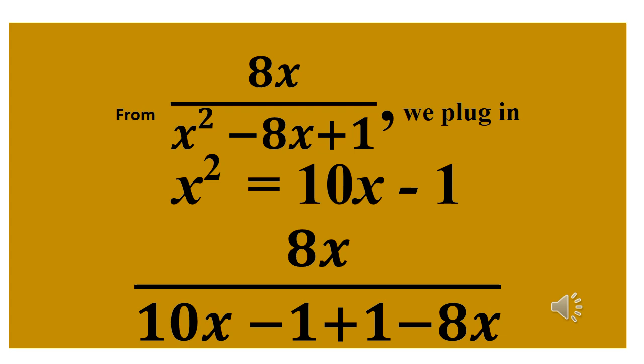So if we plug in that, we have 8x over 10x minus 1, that is replacing x squared there, then plus 1. We are just bringing that plus 1 that is last there to the middle, we are rearranging, then minus 8x. So nothing has changed there, we just rearrange minus 8x and plus 1, writing plus 1 first and minus 8x later. Then we have 8x over 10x minus 1 plus 1 minus 8x.